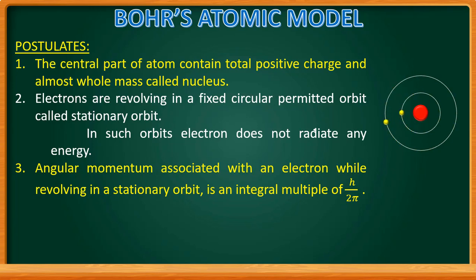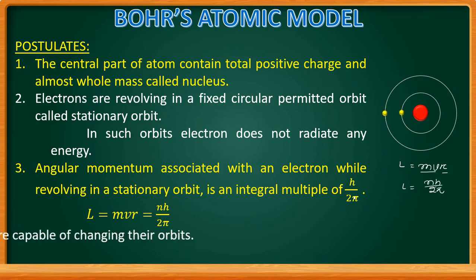Angular momentum associated with an electron while revolving in a stationary orbit is an integral multiple of h by 2 pi. We all know the formula for angular momentum. L is mvr, yes or no? mv is the linear momentum p, and r is the radius, yes or no? And here we can write L equal to nh upon 2 pi. Okay, then L equal to mvr equal to nh by 2 pi.